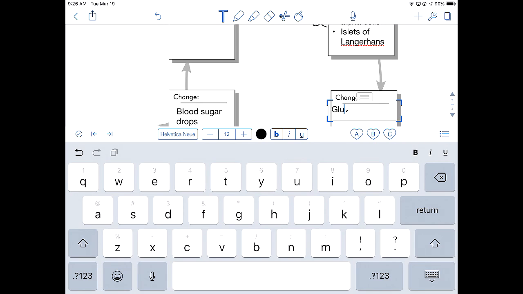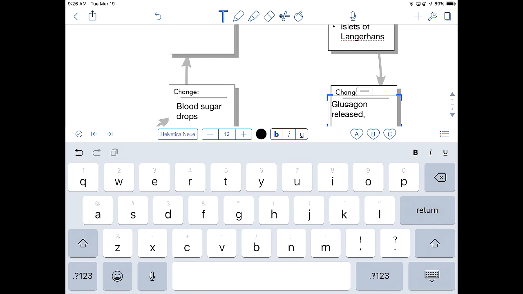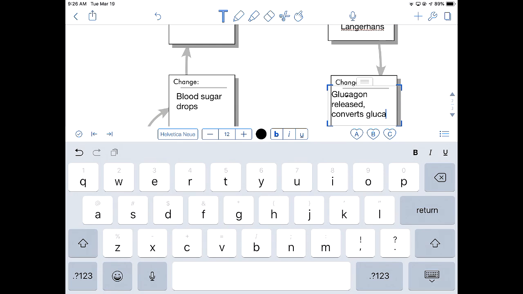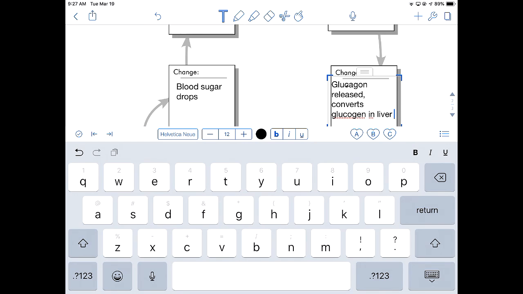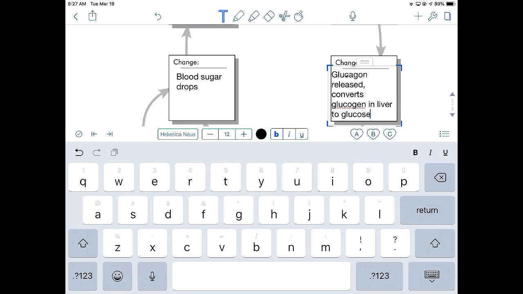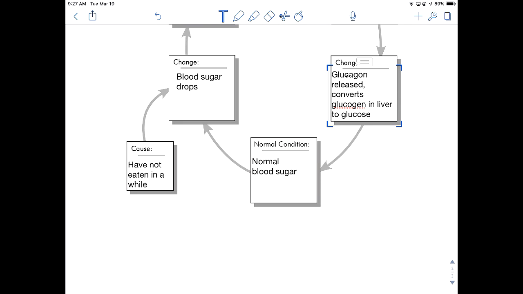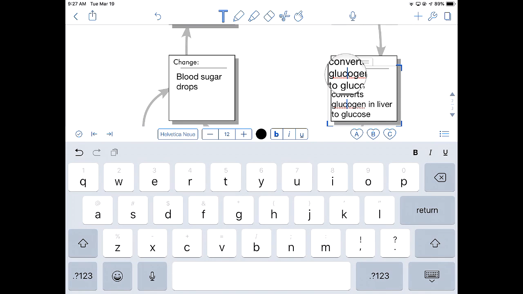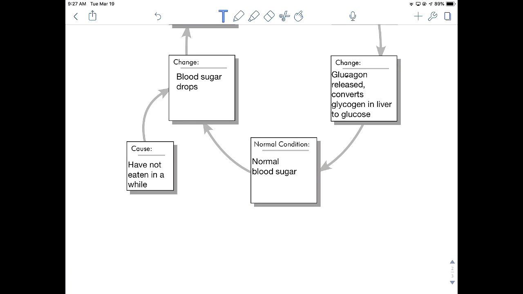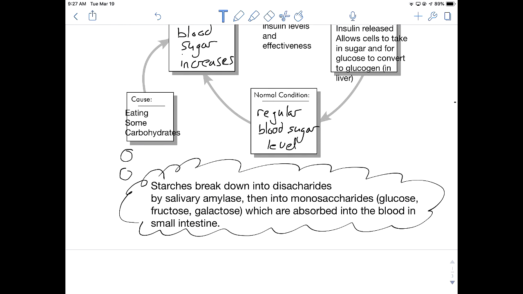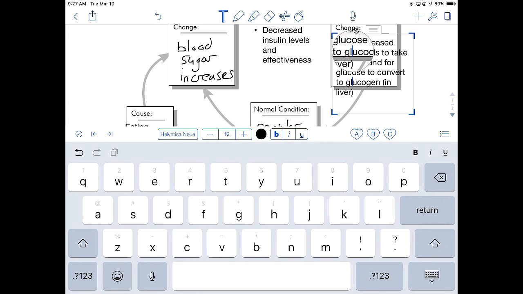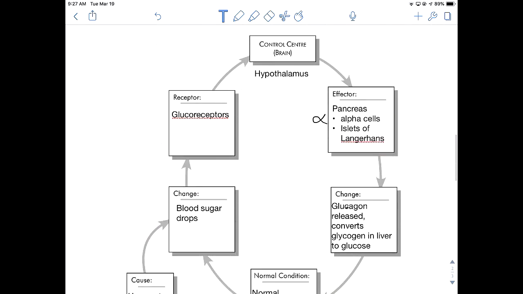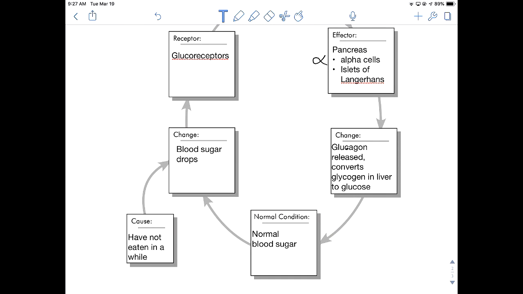So this is glucagon released, converts glycogen, sorry. Glycogen, that's fine. So I write glycogen up here too. So that glycogen returns back to being glucose, and then that returns us back to the normal blood sugar level.